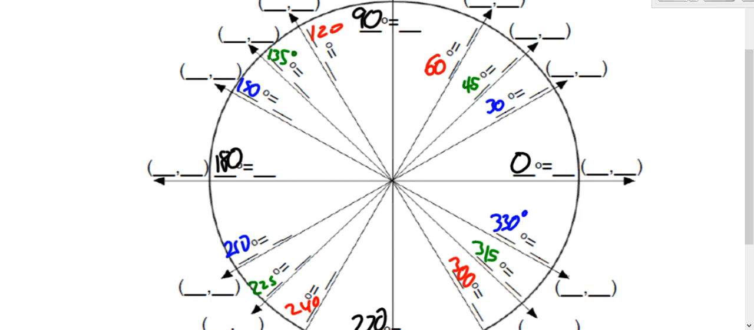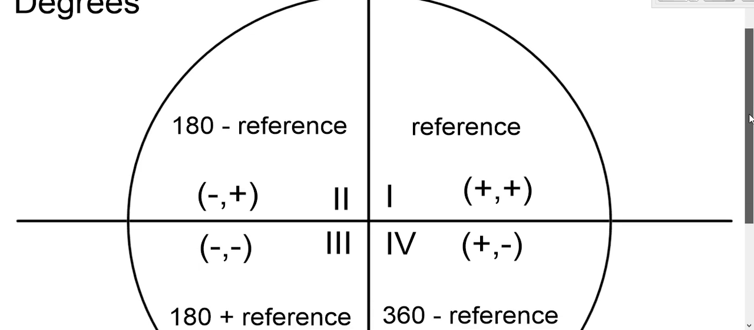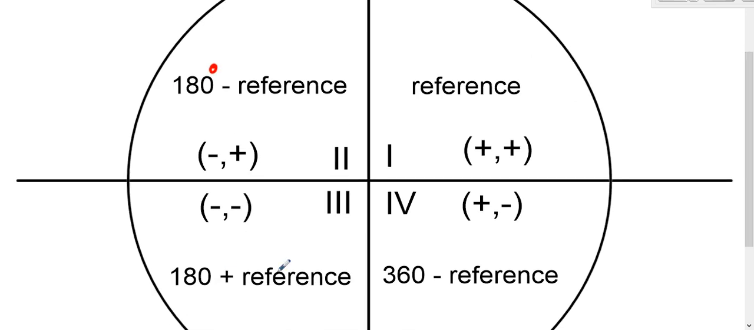which is summarized actually on this slide. Quadrant 1 is always going to be your reference angle, 30, 45, or 60. Quadrant 2 will always be 180 degrees minus the reference angle, 30, 45, or 60. Quadrant 3 will always be 180 plus the reference angle for those reasons we just went through. And quadrant 4 will always be 360 minus the reference angle. The reasons we just went through.